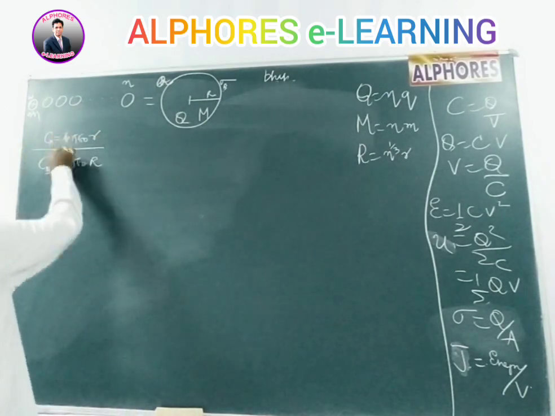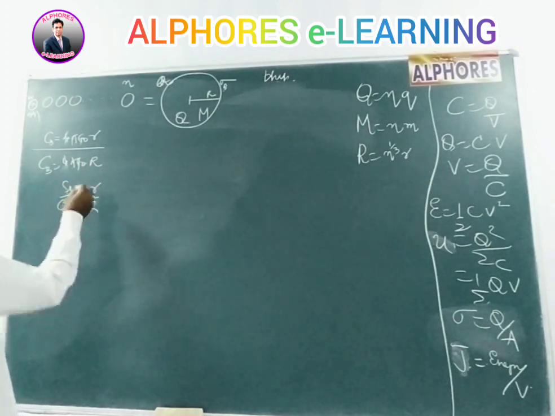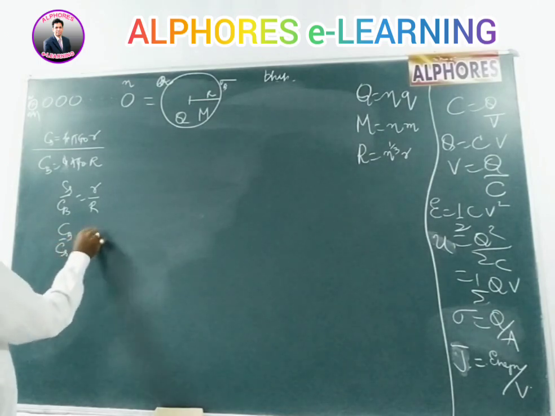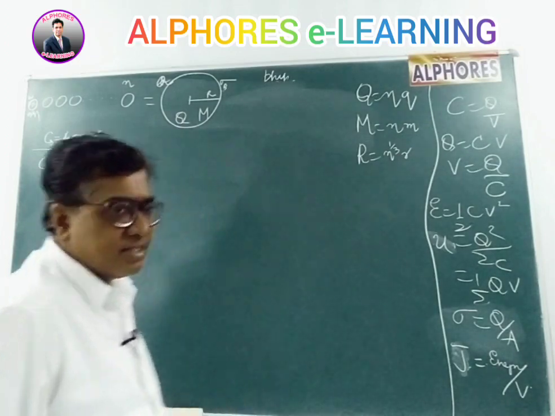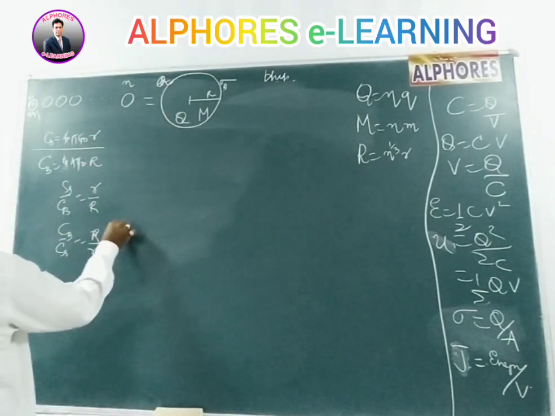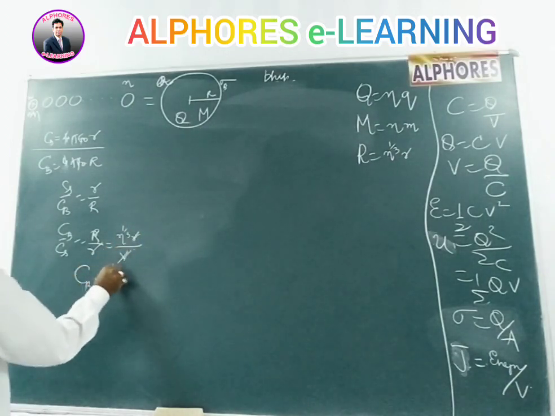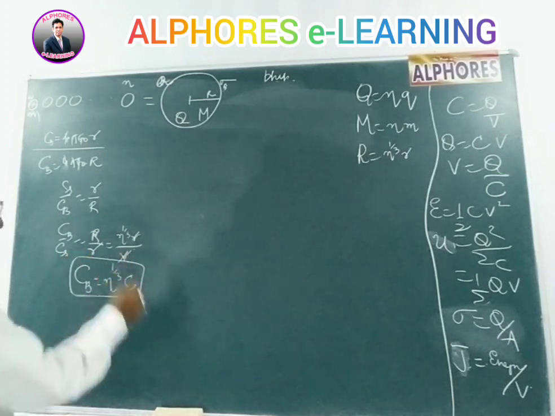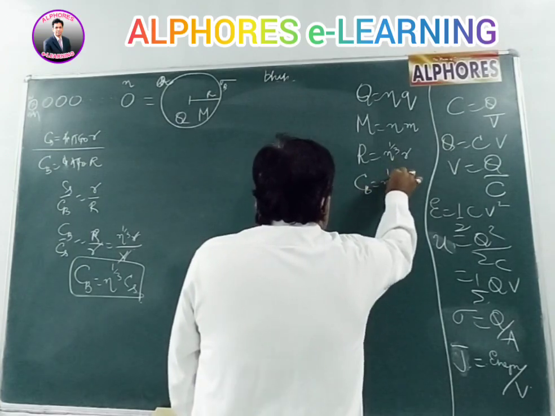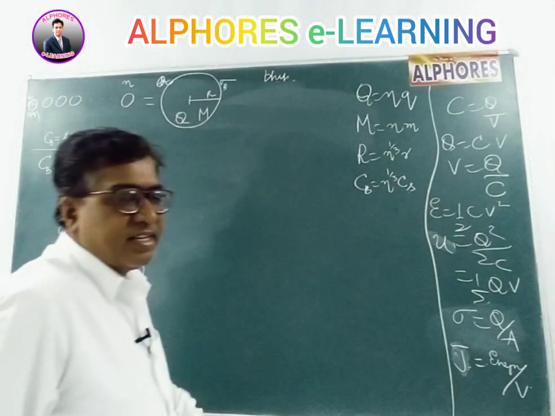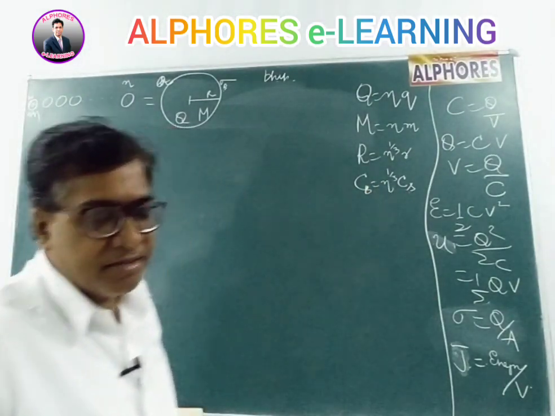Dividing both, the common factors cancel. C small by C big is small r by capital R. Reciprocating, C big by C small is capital R by small r. But capital R is n power 1 by 3 times small r. Substituting, it is n power 1 by 3 small r by small r, which cancels. So C big is n power 1 by 3 C small. The capacity of the bigger drop is n power 1 by 3 times the capacity of the smaller drop.